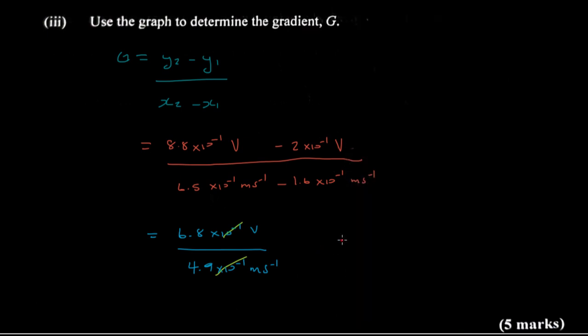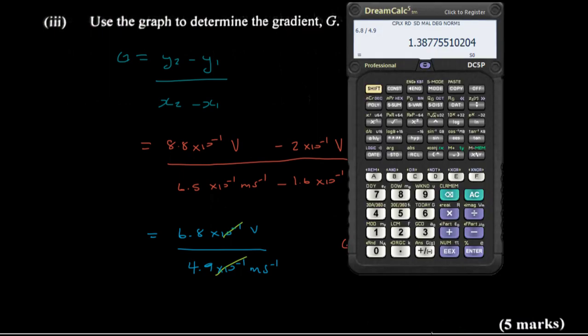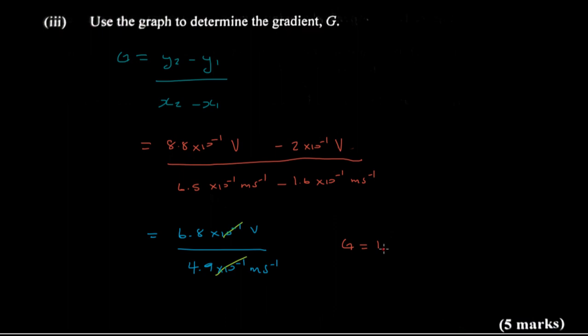So our gradient G is going to be 1.39. And after we calculate, we always want to write our unit. So it's volt per meter per second, or we could say volt second per meter. So that will be our unit. Volt second per meter. So that would be the value for our gradient.